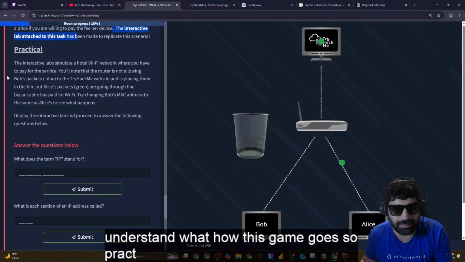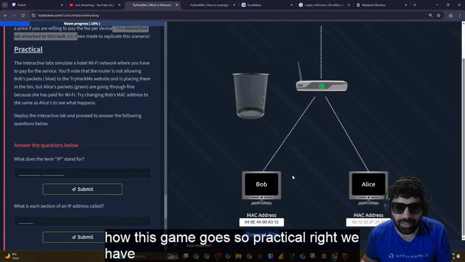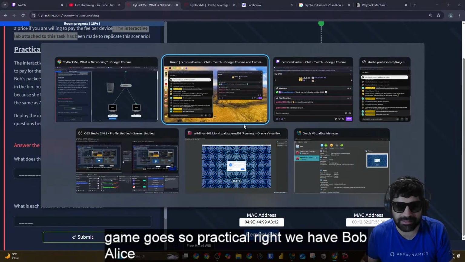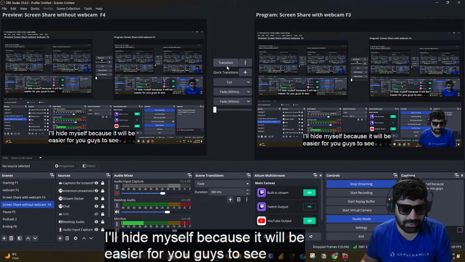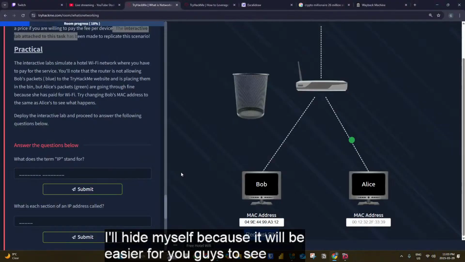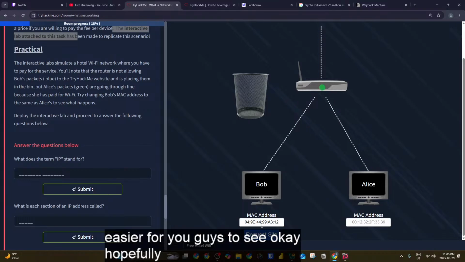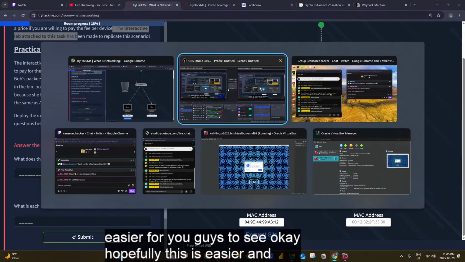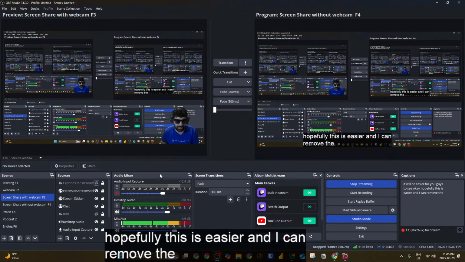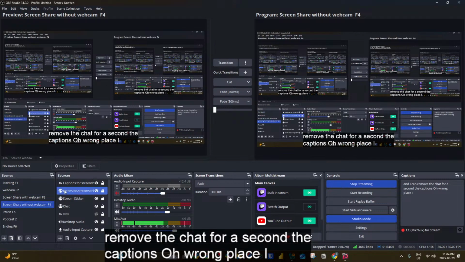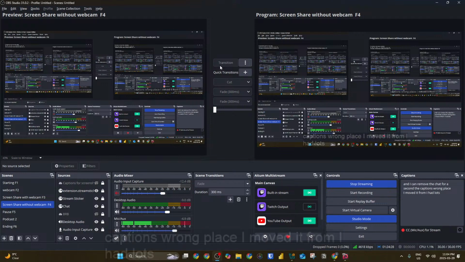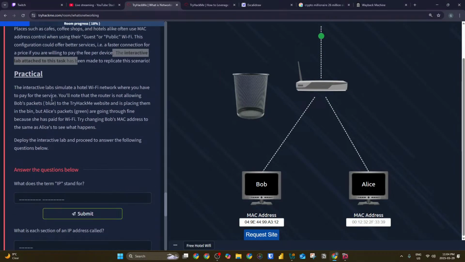So practical, right? We have Bob, Alice. I'll hide myself because it will be easier for you guys to see. Okay, hopefully this is easier. And I can remove the chat for a second, the captions. Oh, wrong place I removed it from. My bad, lads. Okay.